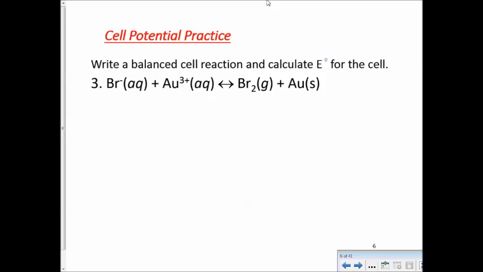On this one, not as difficult because why? There's no oxygen or hydrogen or waters to worry about here, so that one makes it easier.